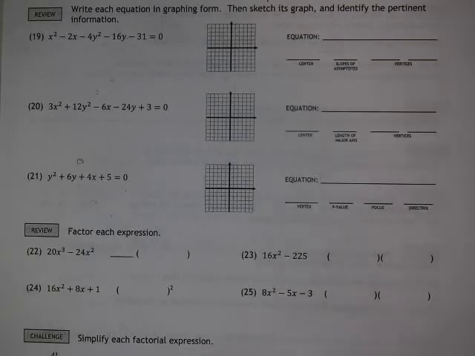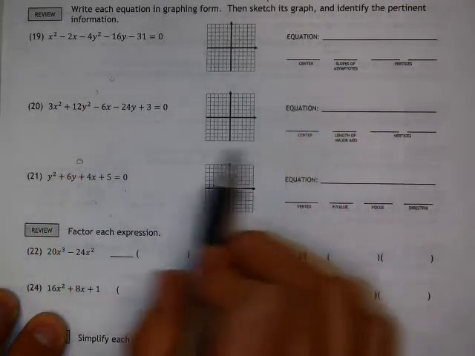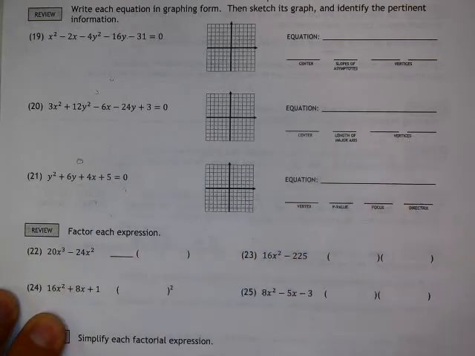Algebra 2, Worksheet 31.2, number 20 on the back. We're asked to write the equation in graphing form. We have to sketch the graph and identify the pertinent information. Looking at number 20, it has a center, it has a major axis, it has vertices. Most likely, it sounds like it's going to be an ellipse.